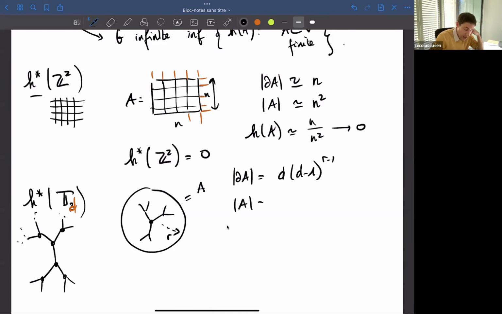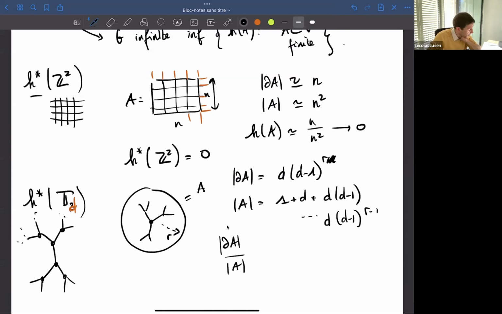And the size of A will be 1 plus D, D minus 1, so on, until D minus 1 to the R minus 1. And here it's an R. Okay, so if you do the ratio of those two guys, maybe I'm mistaken, but you can check that. So this goes to, when R goes to infinity, D minus 2, which is actually 1 when D is equal to 3.